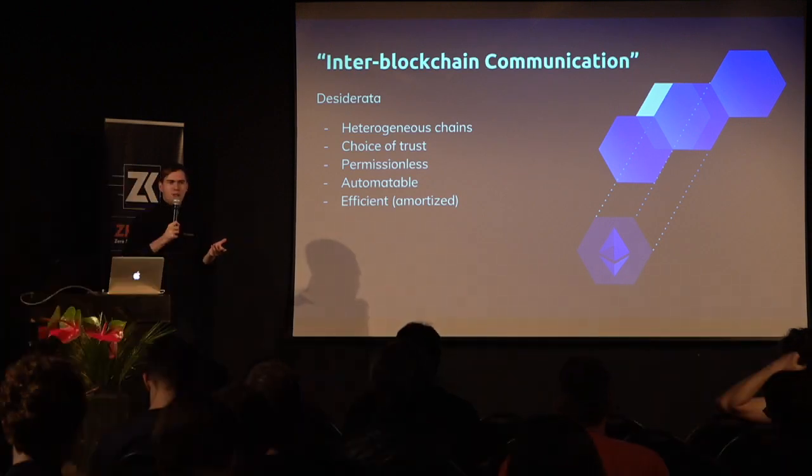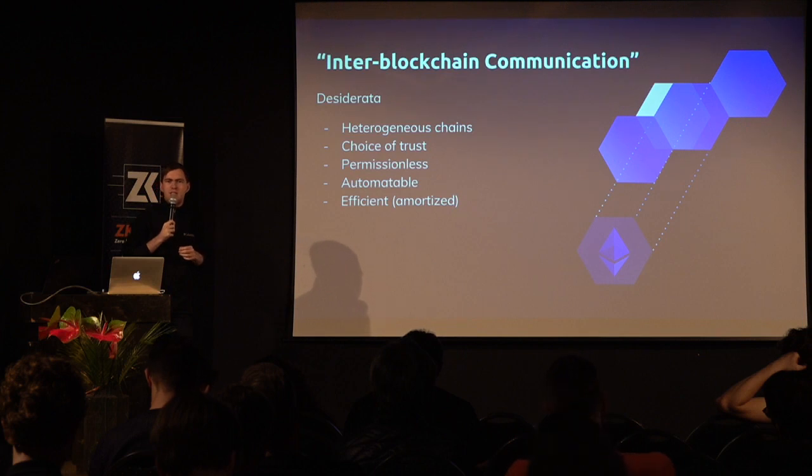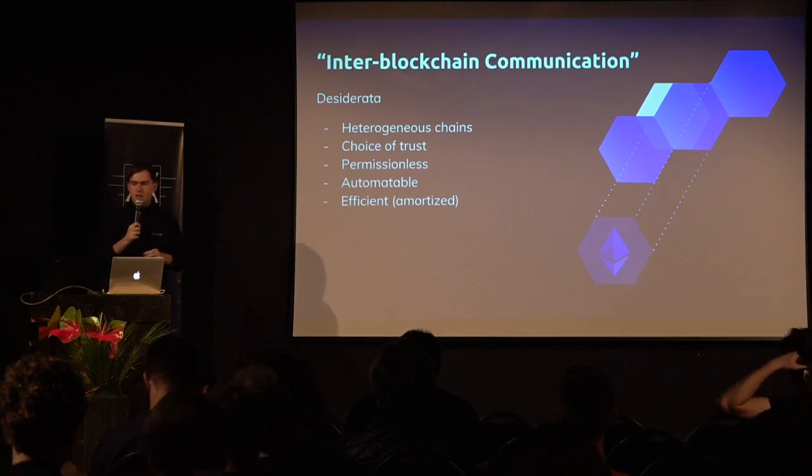Smart contracts should be able to use the interchain system. And we want it to be efficient, at least in the amortized case, such that most of the traffic and transaction throughput should be used by the actual data and the actual state transitions, not the consensus proofs.